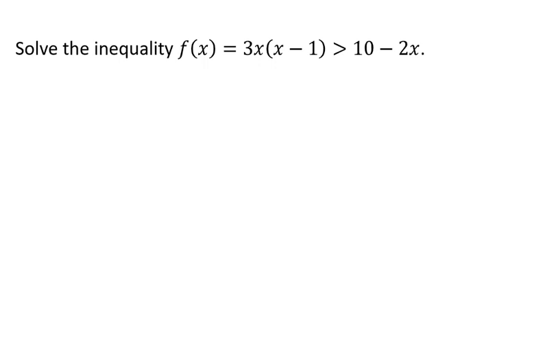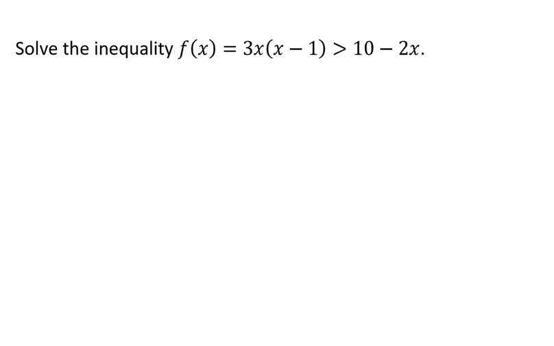In this video, we're going to be solving a quadratic inequality. So the inequality that we're going to be working with is 3x times the quantity x minus 1 is greater than 10 minus 2x. So the first thing we want to do is to get everything on the same side.